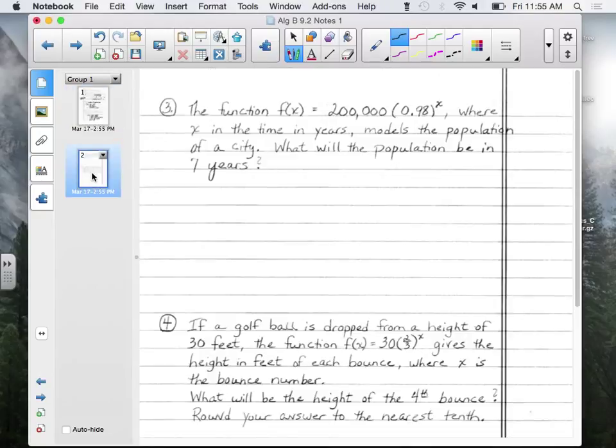Alright, so number 3, function f of x equals 200,000 times 0.98 to the x, where x is the time in years, models the population of a city. So what is this function representing? Or what should we get if we plug in x values? The populations. Well, just the function. Let's forget about the 7 years just for now. If we plug in any value into that function, what would we get for x? Time. Yep, we would get the population for how many years, exactly.